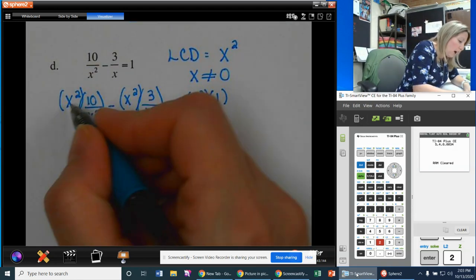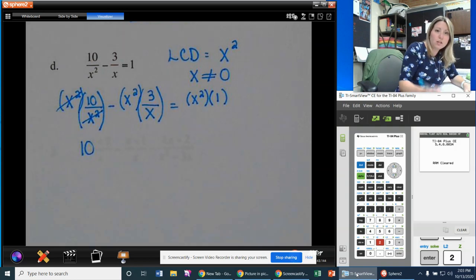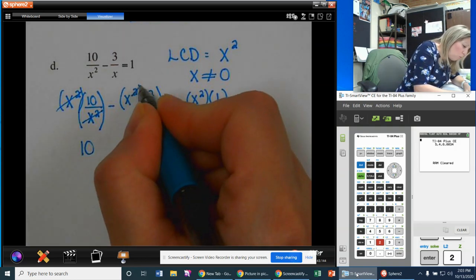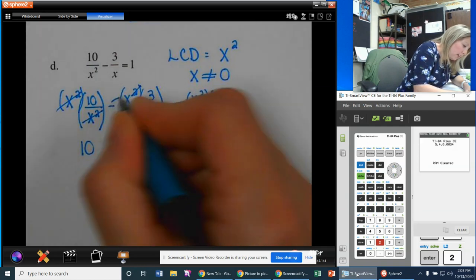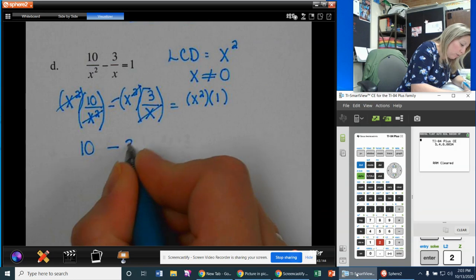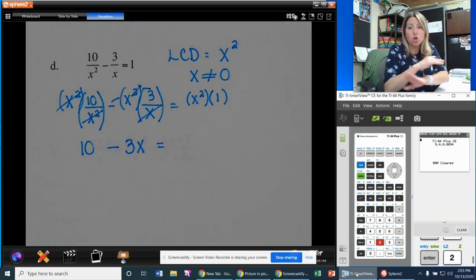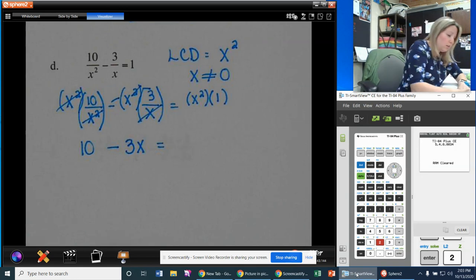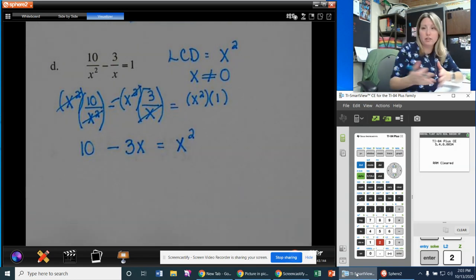Like here, the x squareds completely cancel and you're left with a 10. Now here, the x squared cancels and this x is gone, but this is left with an x and it's a negative. So it's negative x times 3 is negative 3x, right? Okay, and then on the other side, nothing canceled. So 1 times x squared is just x squared.